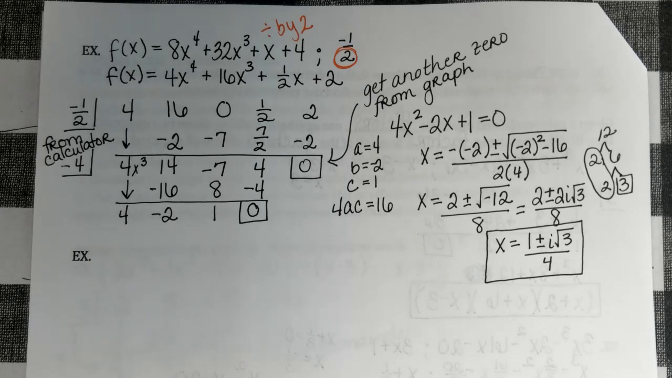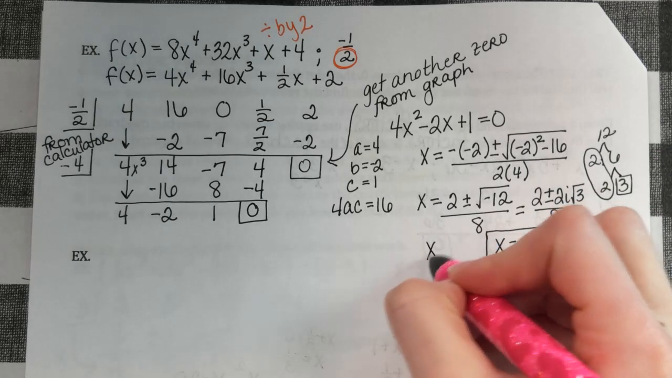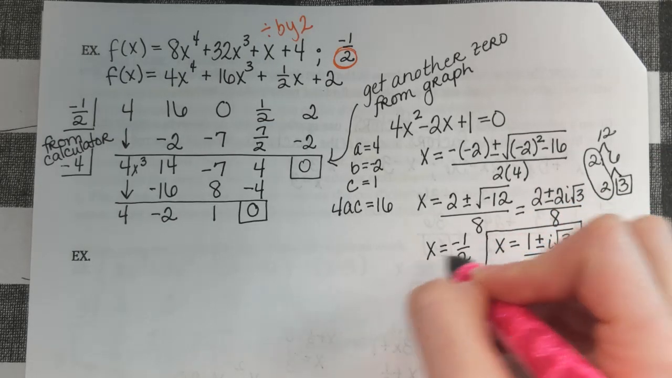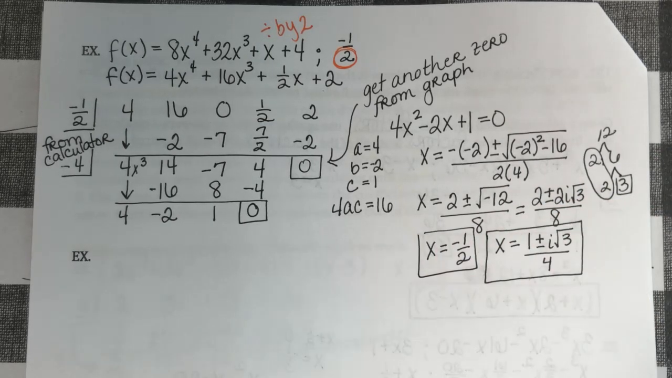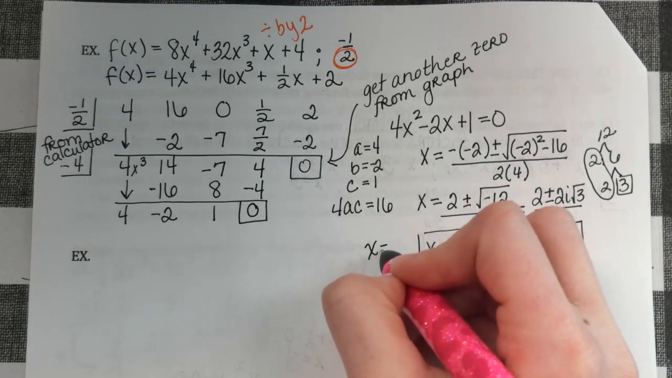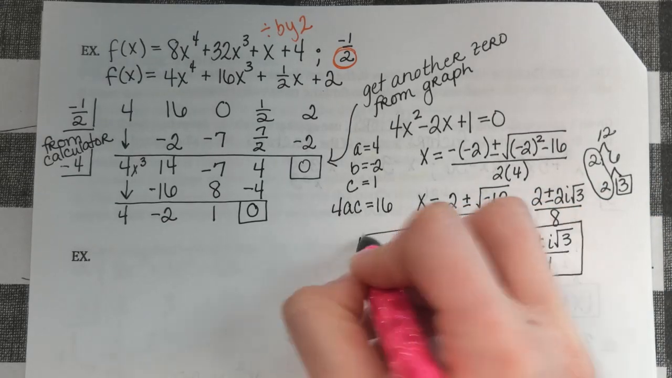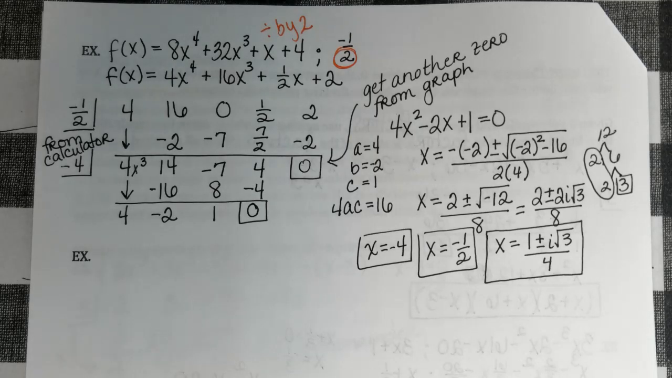What is the remaining part of my answer? If I have to state all the zeros, what do I also have to include? X equals -1/2. And x equals -4. Okay, are we good with that?